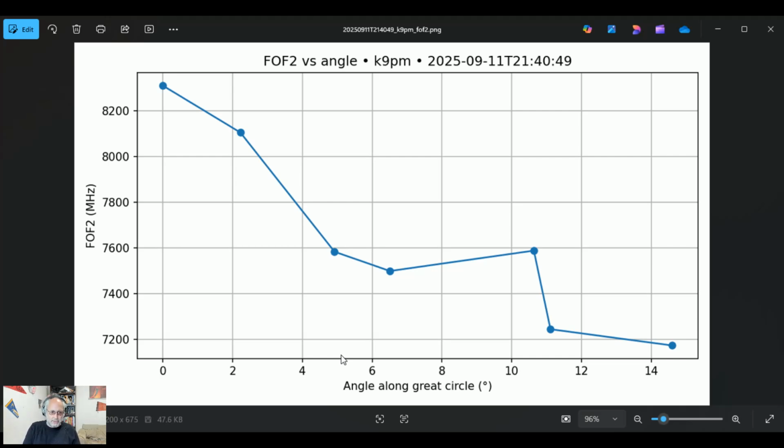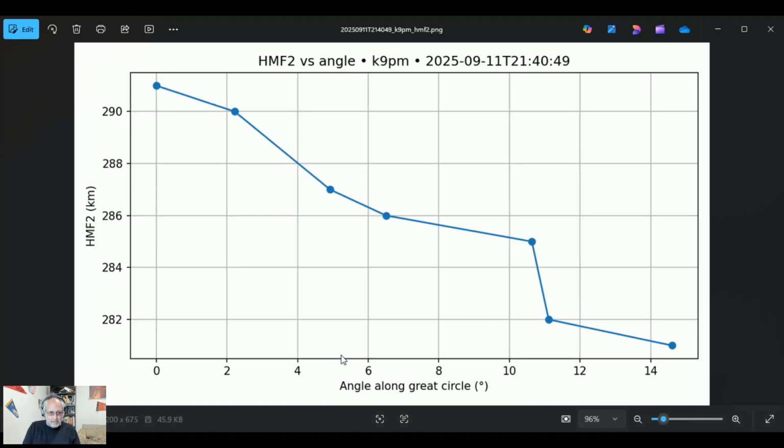We were at 14.0574 megahertz, and you can see critical frequency where we were started out at about 8,300, 8.3 megahertz. And so you can also see that our F2 height started at about 290, I don't know, 291. And so let's see, what else can I point out?